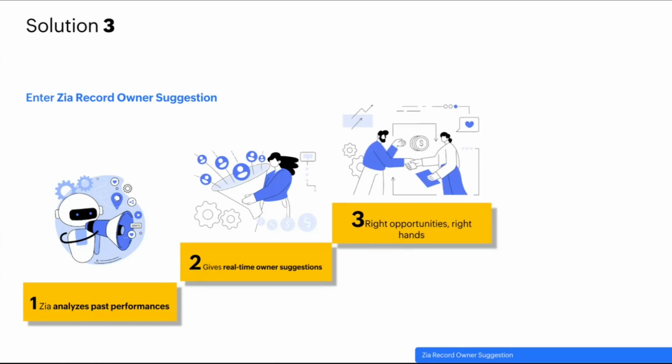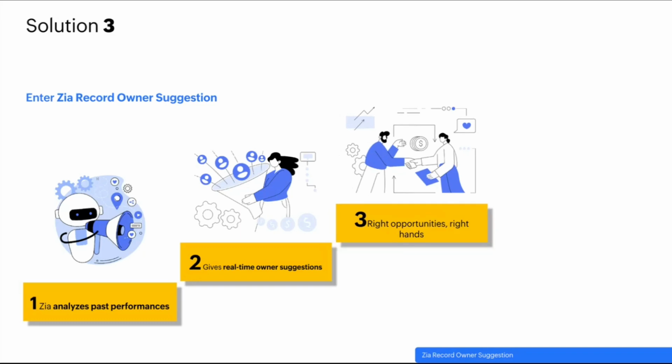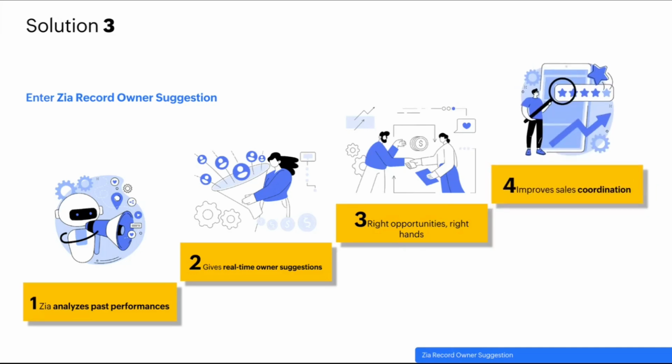This ensures new leads and opportunities always end up in the right hands. Not only does this guarantee the effective allocation of tasks, but it also enhances the overall synchronization of sales activities, resulting in a more streamlined and productive sales procedure. It's like having a smart, unbiased team lead, ensuring fair and efficient assignment of work.